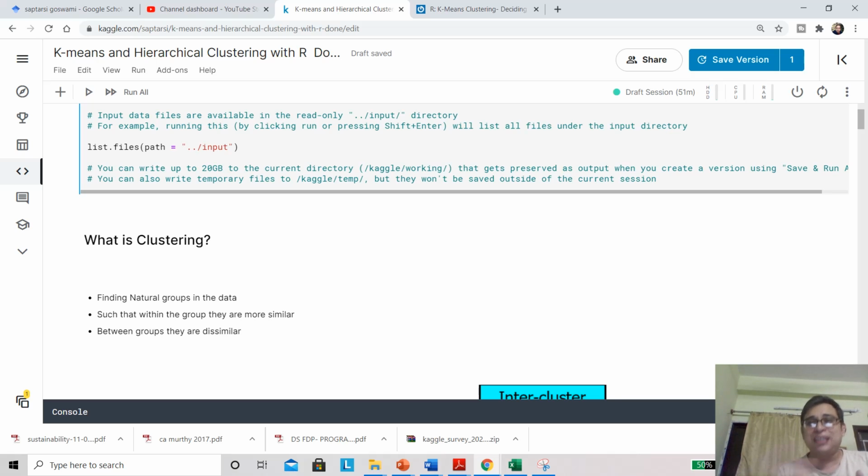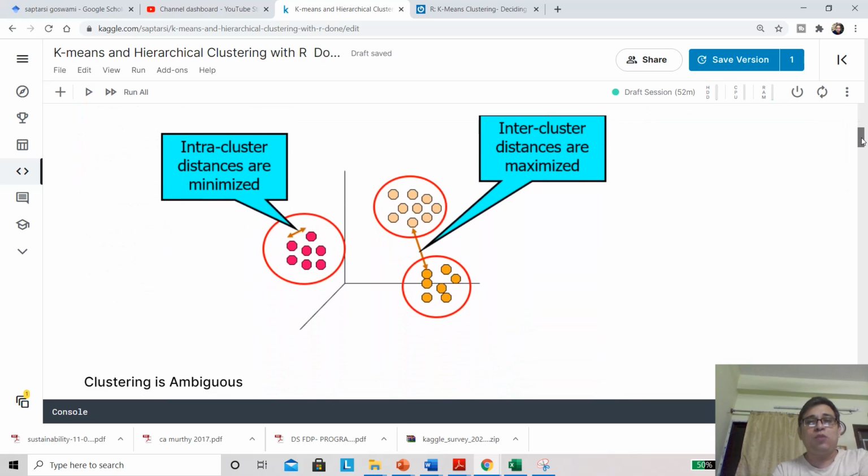First of all, what is clustering? Given a set of data or observations, clustering is a technique which finds natural groups within the data or observations, right? The groups should possess certain characteristics. So if you look at this particular diagram, these individual circles represent one data point or observation. And you can see that there are three natural groups or clusters.